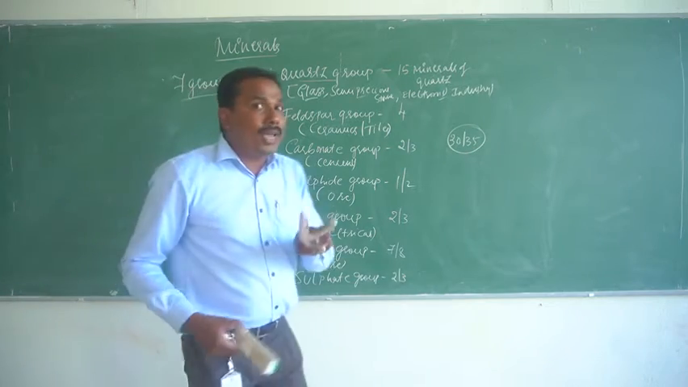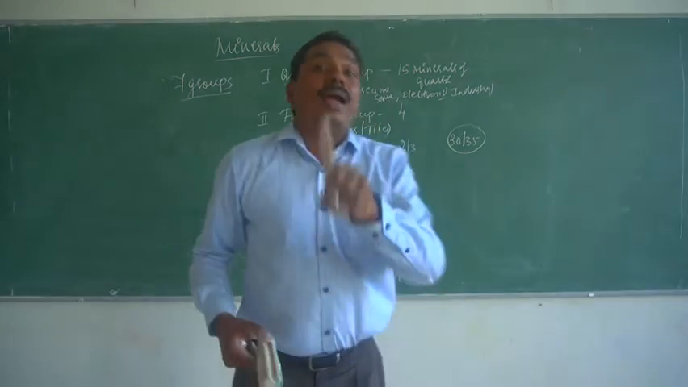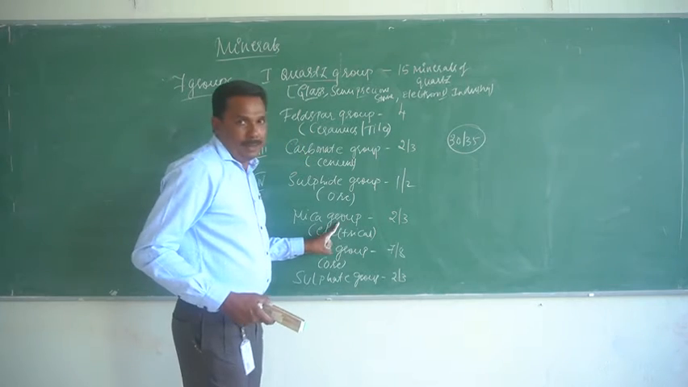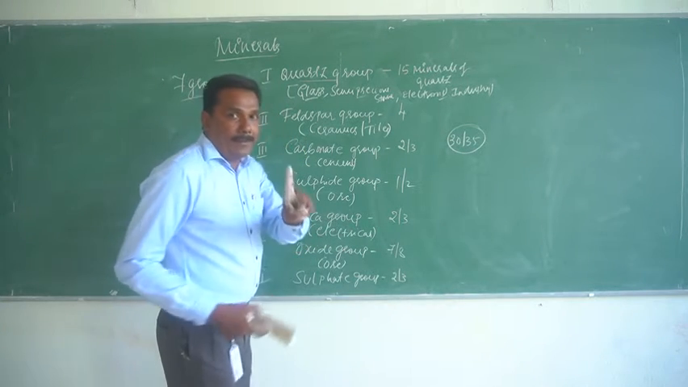Again, it has two types. One is biotite mica and another one is muscovite mica. That is what we call the mica group.